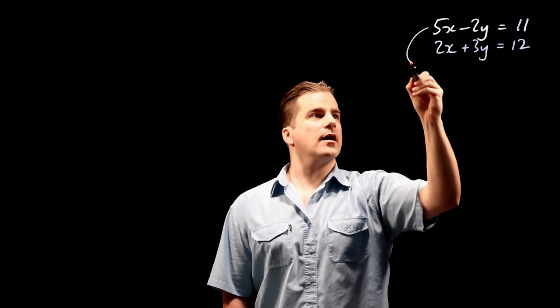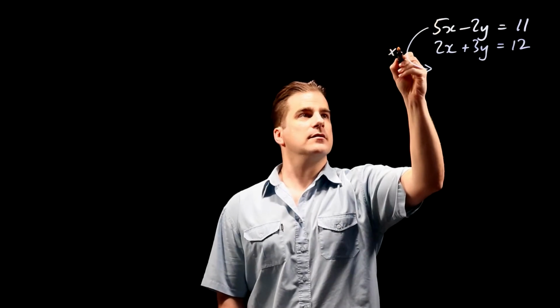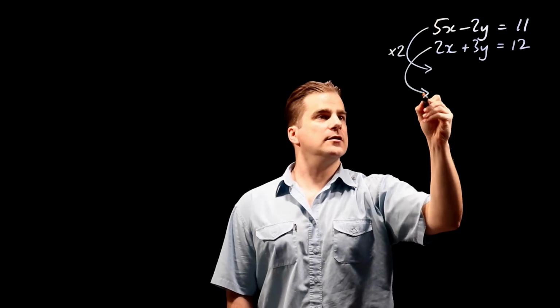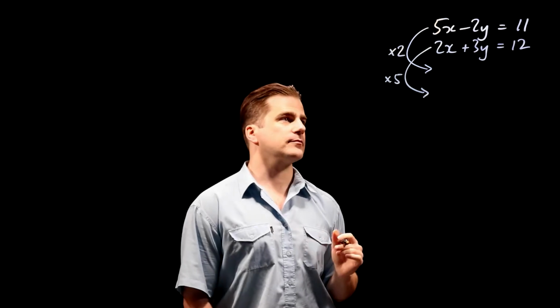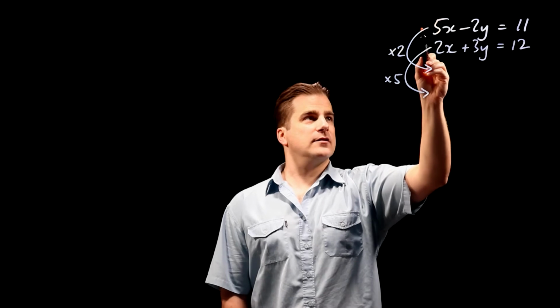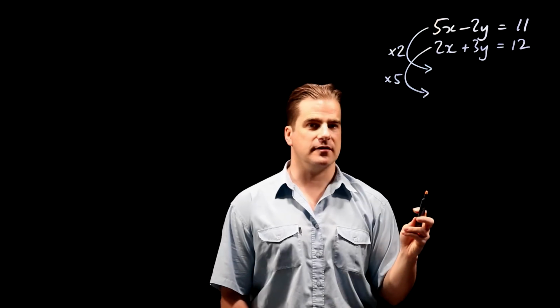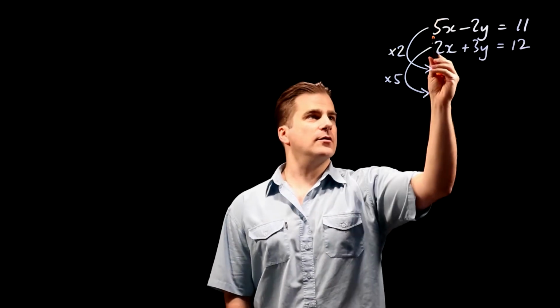So let's multiply the top equation by 2 to get 10x there, and multiply the bottom equation by 5, because that will give us the 10x again. If you always multiply the top equation by whatever that number is and the bottom equation by whatever that number is, you'll always get the same number. Anyway, so let's do it.